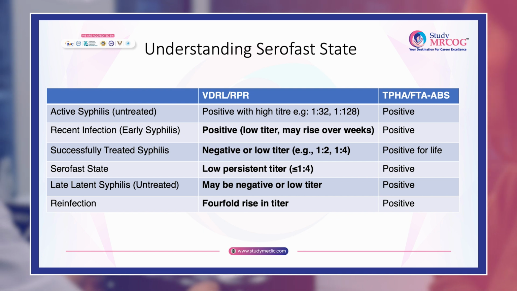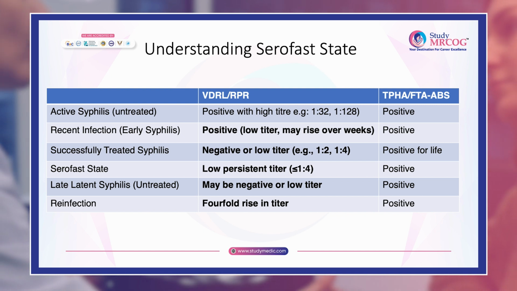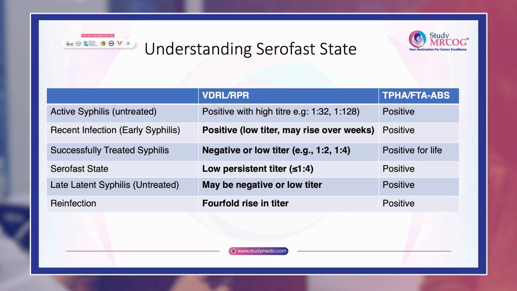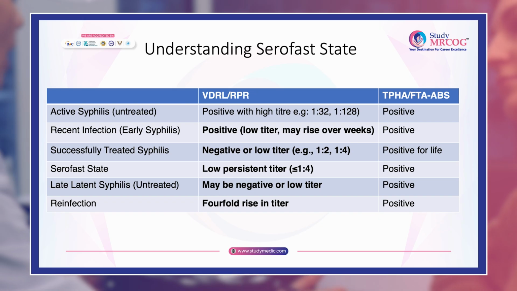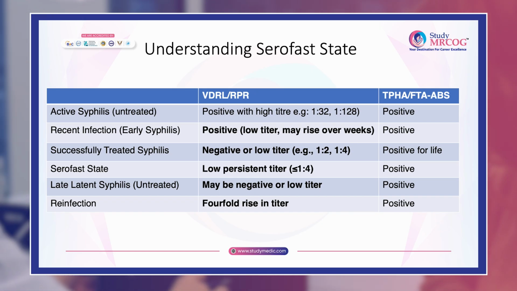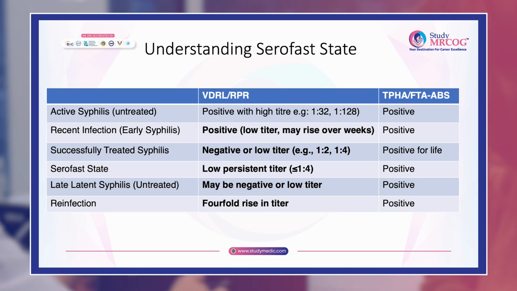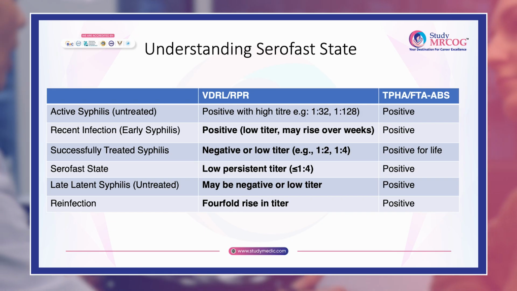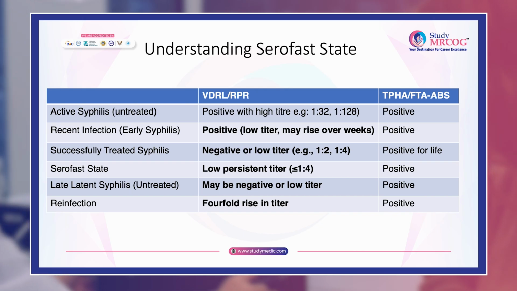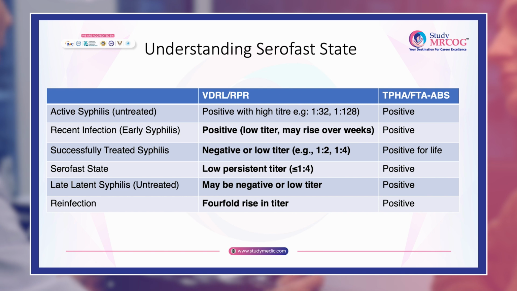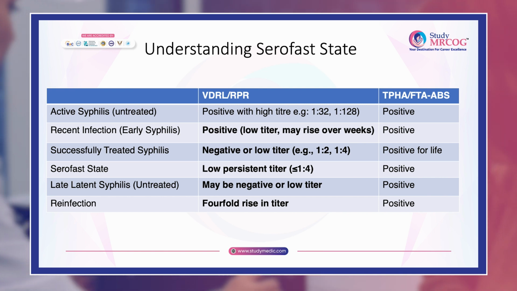Now, if the VDRL is positive but in low titers, which on follow-up will rise over weeks, this means that the patient has had recent infection and the TPHA will be positive. In treated syphilis, the VDRL titers start falling and sometimes they become negative. So they will go below 1:4 and the TPHA remains positive.